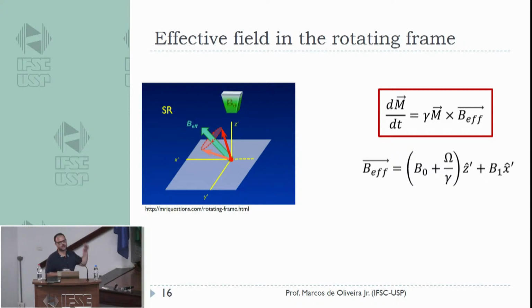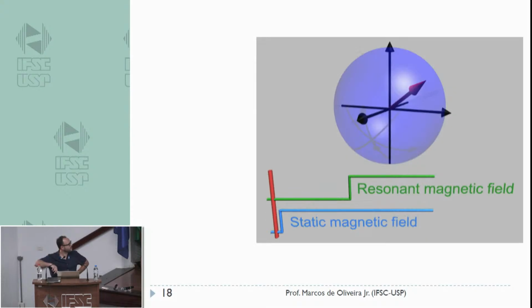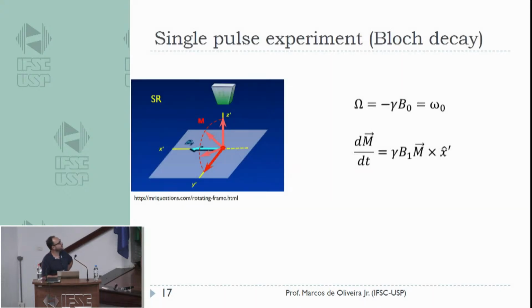And then the resonance part of the name of the technique comes here. We can select the frequency that we irradiate our sample with. So this omega can be chosen to be equal to minus gamma B0. That's our Larmor frequency. Then the equation gets much simpler. We have only a field B1. And in this resonance condition, the magnetization is flipping around the B1 field. And this is the most effective way of moving the magnetization from its equilibrium state.